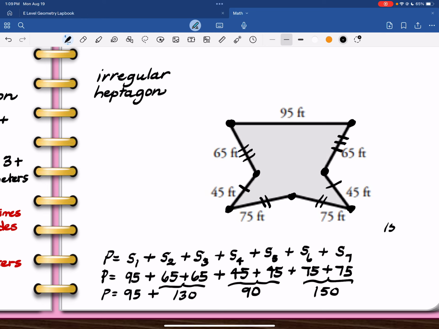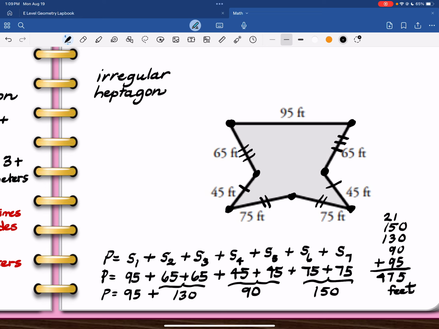Okay, so then I need to line these up so that I can add them. And I have to do that over here. If you can do it in your head, that's great. I just know that I can't. So there's 10, 19, 22, 27. Use your fingers if you need to. So the perimeter of this thing is 475 feet.